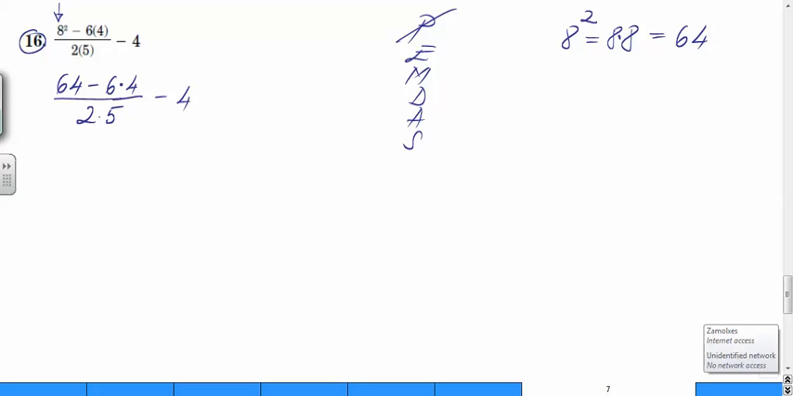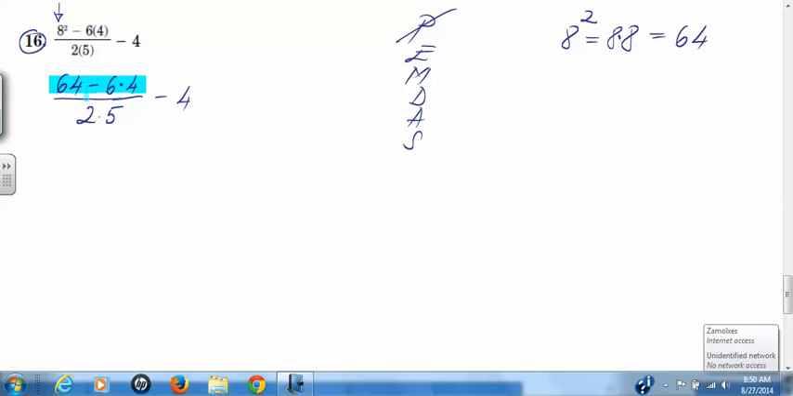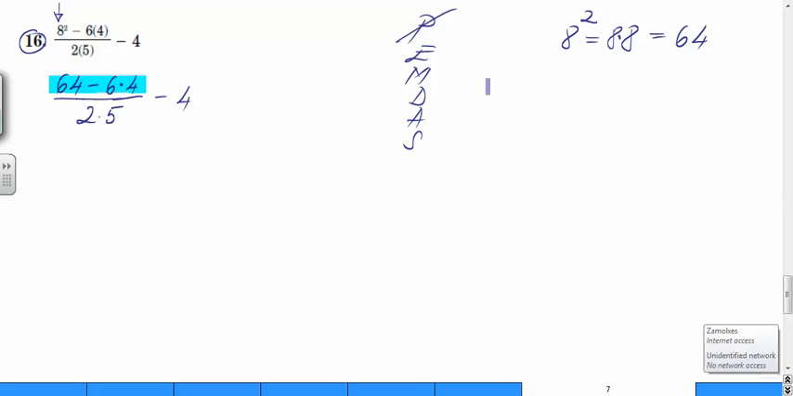And you can work with one at a time. Alright. So first you can do your numerator in the fraction, and then your denominator, and then subtract 4. So let's work with this top here. What is that? 64 minus 6 times 4 equals.